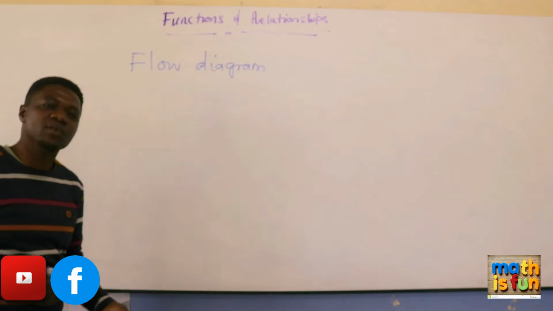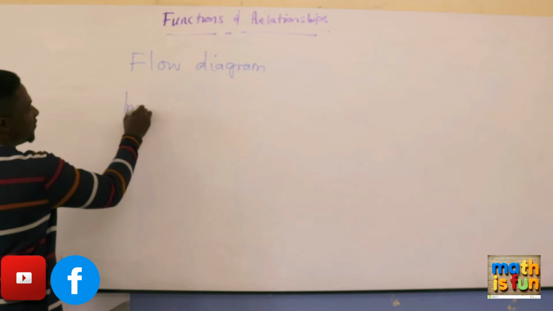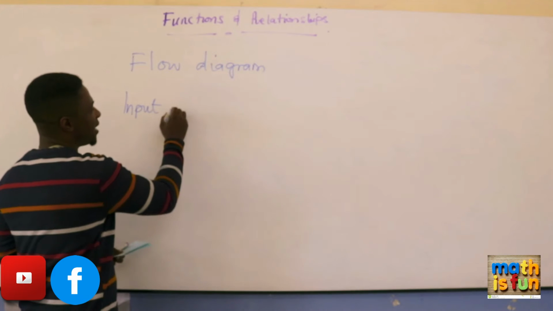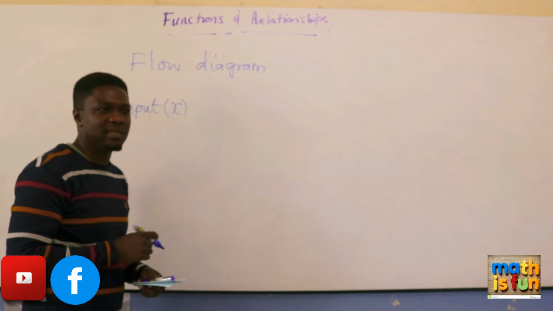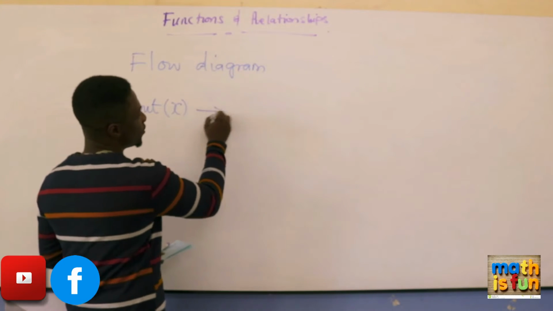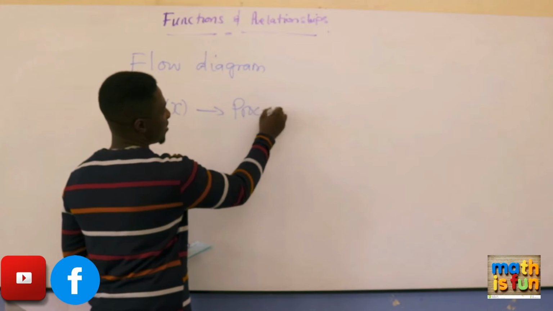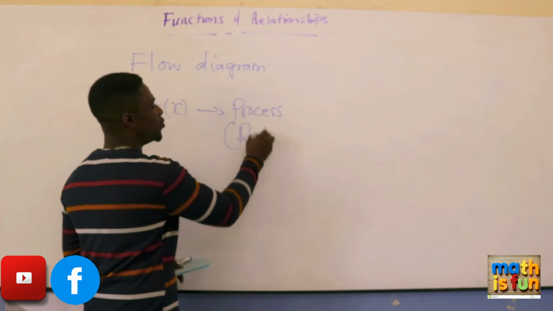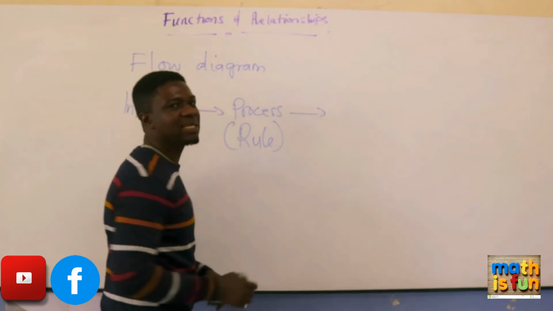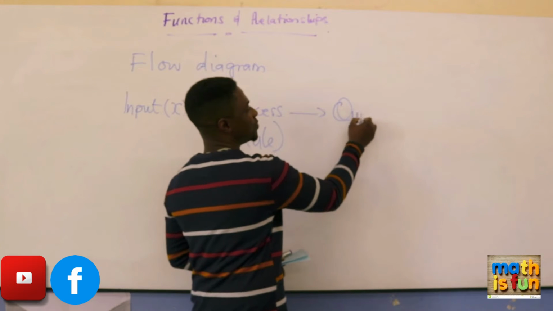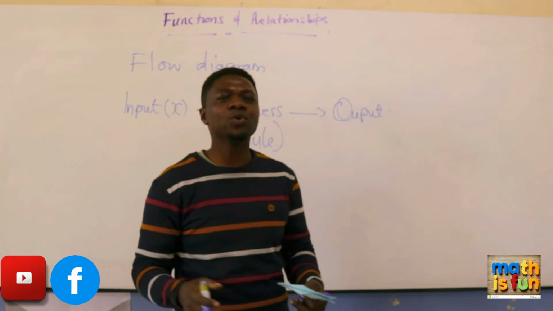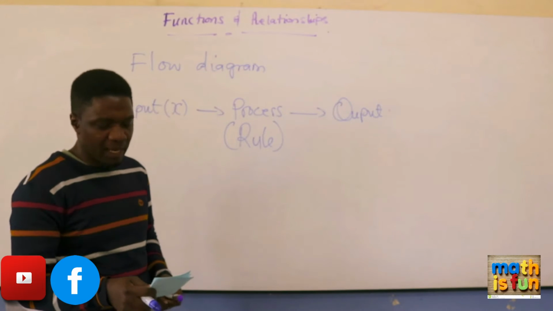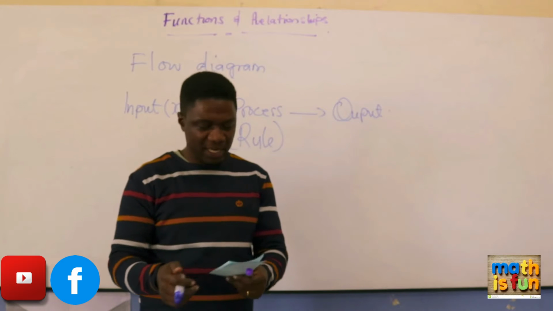Within this flow diagram, we have the input values or input numbers, which are always denoted by the variable x. And we say that it goes through a certain process. The process here is entirely talking about the rule. Then after that we get an output. So functions and relationships, that is basically what we are going to do. Then I have a typical example that we can look at here.